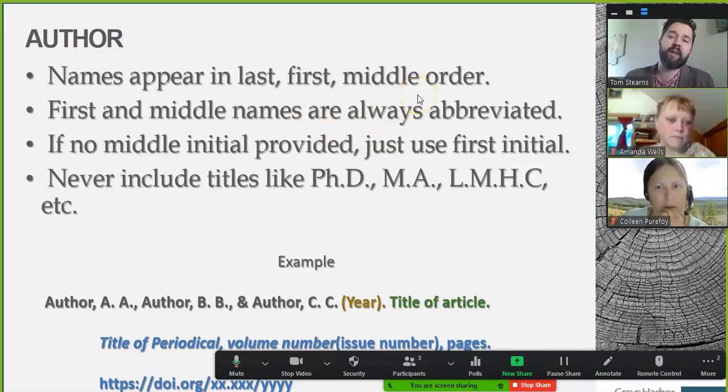You'll never include titles like PhD, MA, LMHC, DDS, stuff like that. Those will frequently appear in the author's information in a journal article or in a work. But just because they appear in the article doesn't mean that you include them in your references list. It's kind of too much information for a references list to include that.